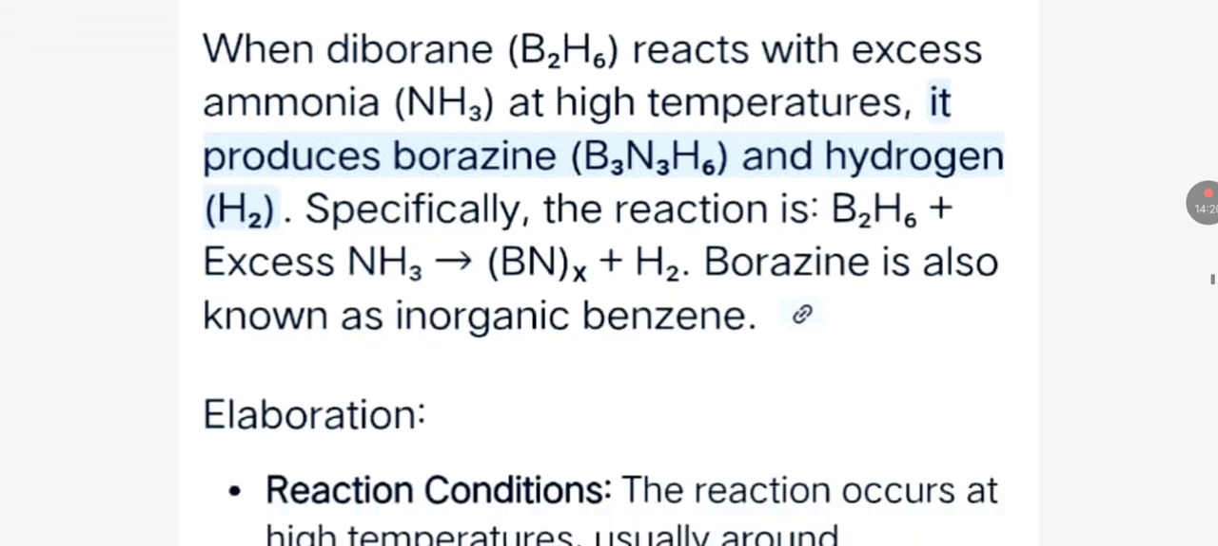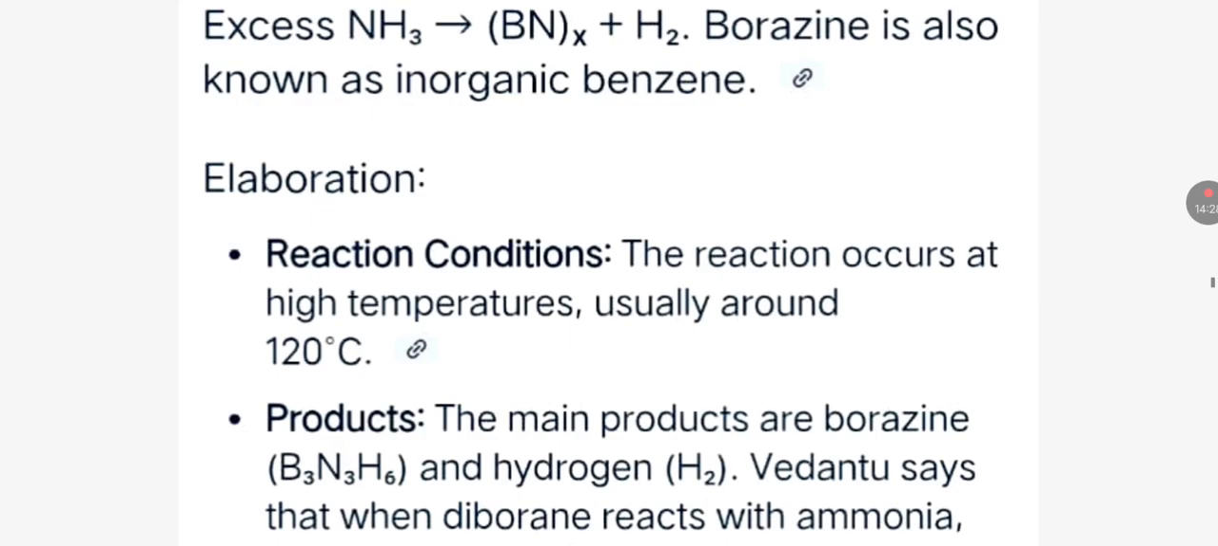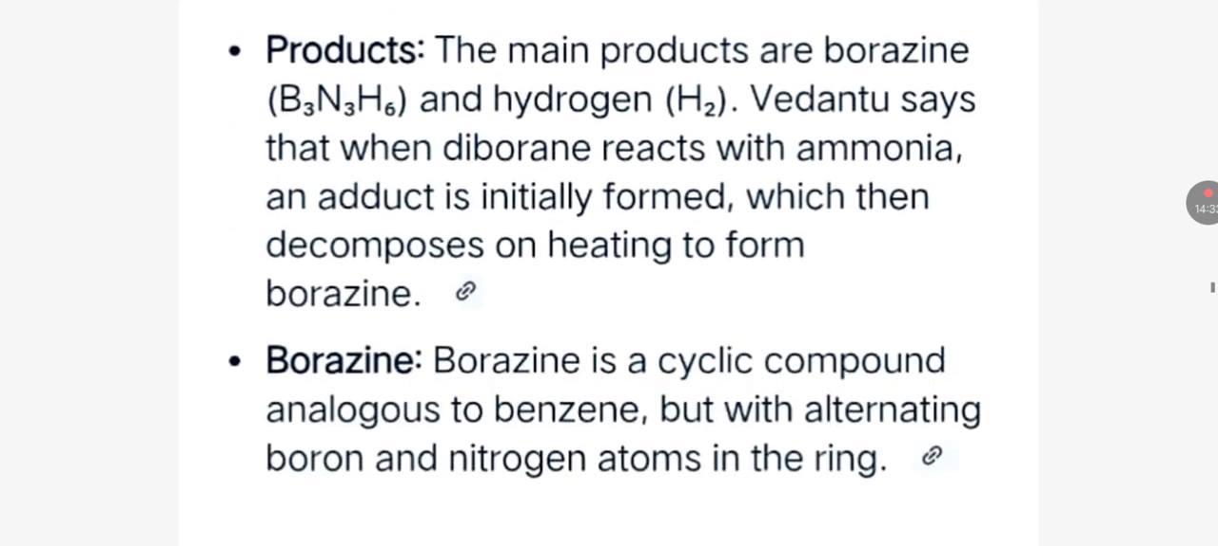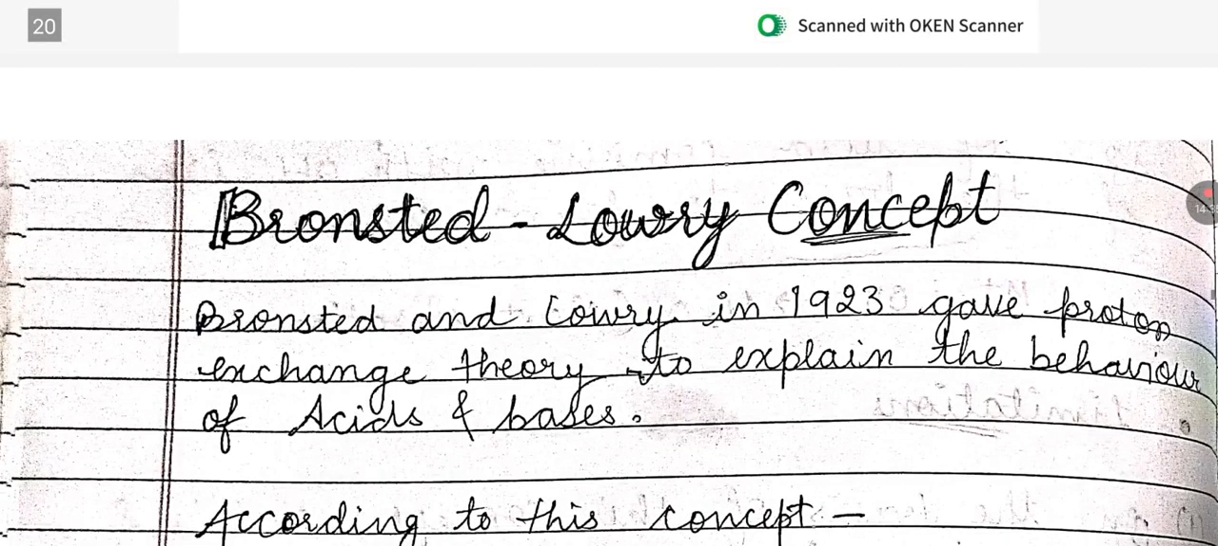What happens when diborane reacts with excess of ammonia at high temperature? It produces borazine and hydrogen. This is the reaction. The reaction occurs at high temperature, around 120 degrees Celsius.